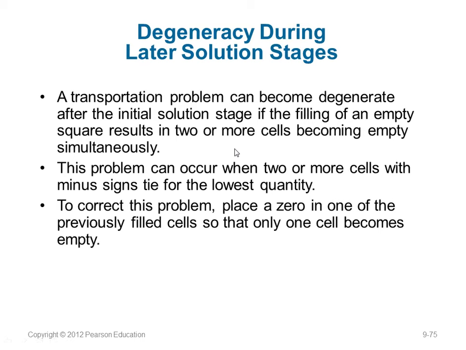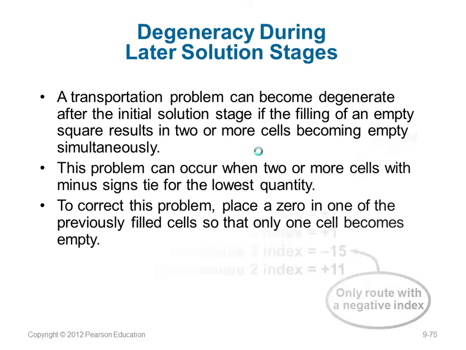And degeneracy is also possible during later stages. This is always a possible case, because suppose you have 2 nodes which have a negative representation in the closed loop, and both of them have the same value, let's say 100 and 100. We will subtract the value, and both of them will lose the value, so that both of them will become 0.